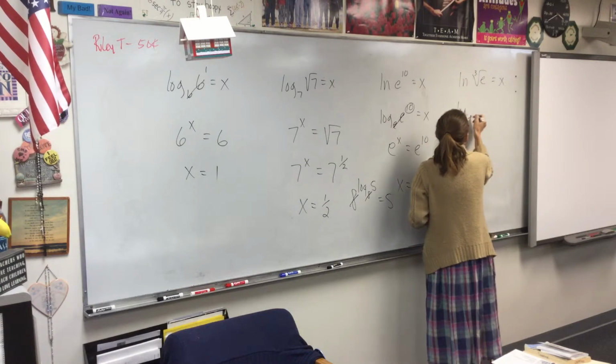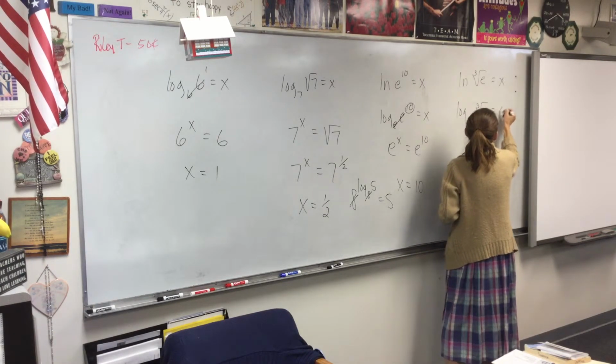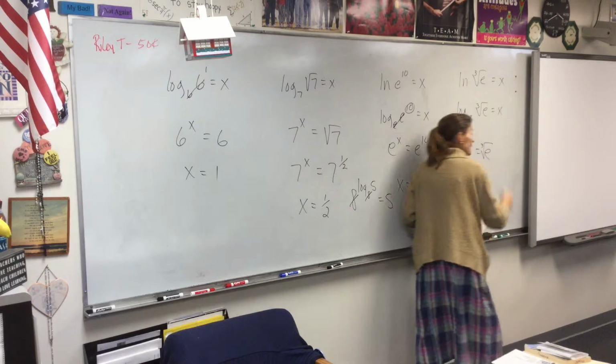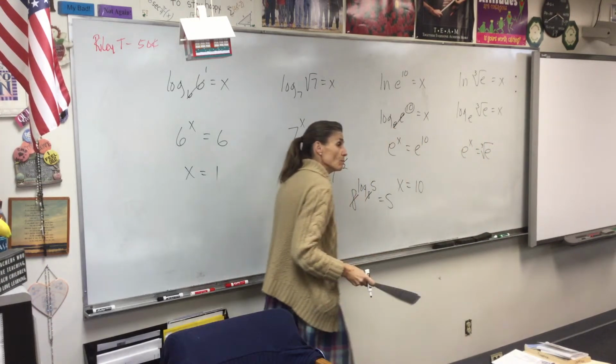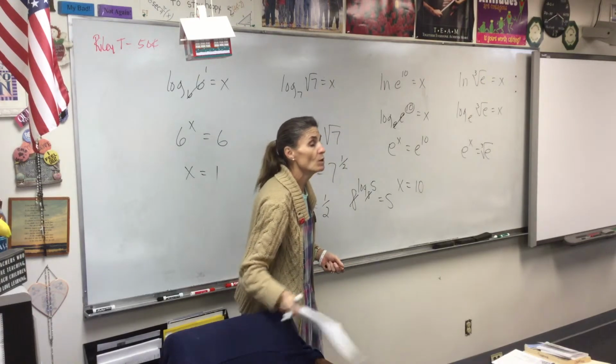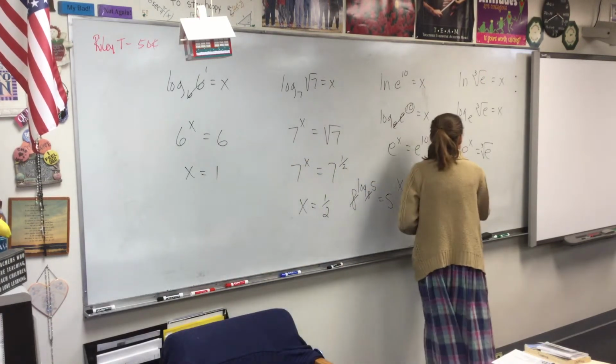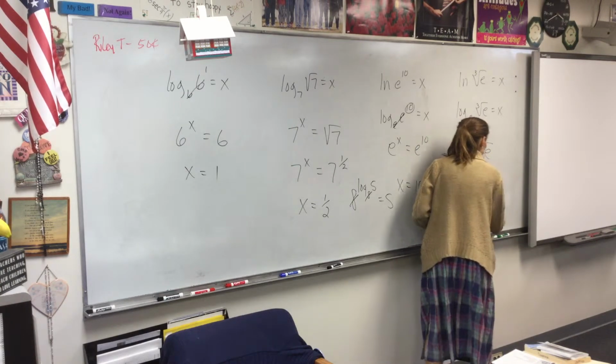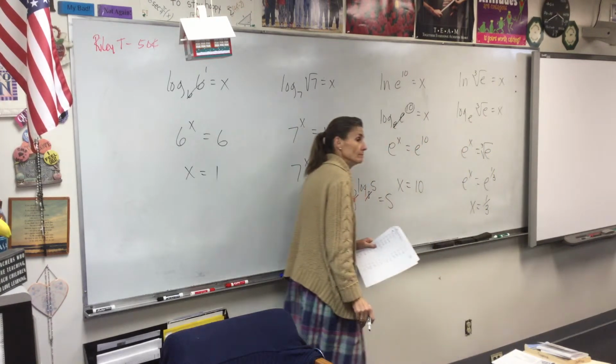ln is log base e. So e to the x equals the cube root of e. Now what do you know about the cube root of e? What does the cube root mean? 1/3. So e to the x equals e to the 1/3. So your answer is 1/3.